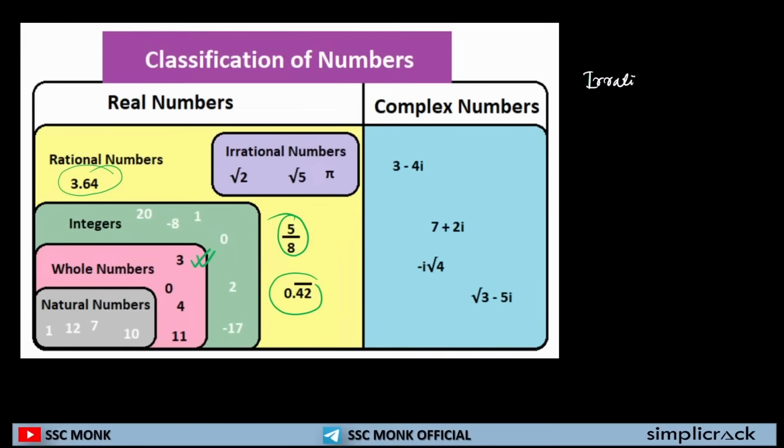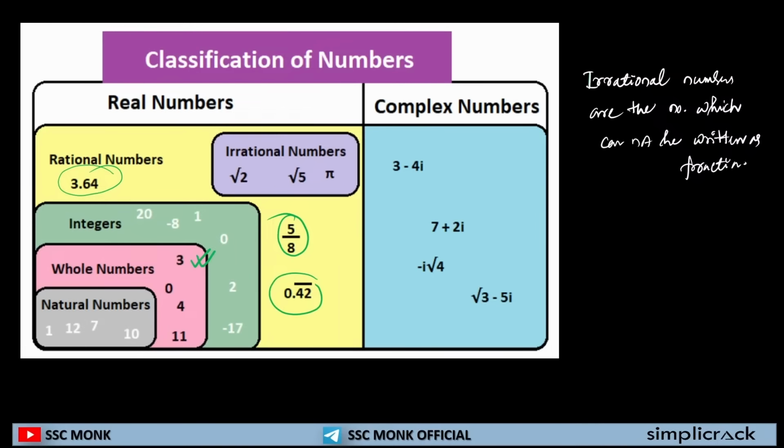So, irrational numbers are the numbers which cannot be written as a fraction. Simpler way, you remember it. The numbers which cannot be written in a fraction format, that is known as irrational number.